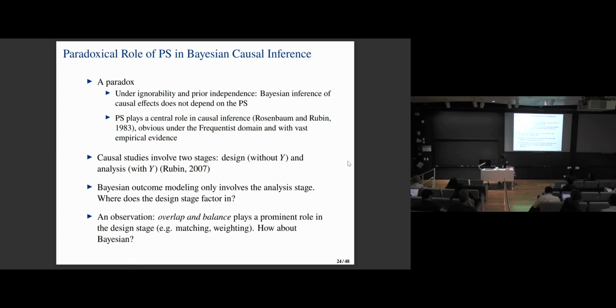So far we've talked about ignorability and the prior independence. The propensity score is ignorable, right? So that's ignorability. But we know the propensity score plays a central role in causal inference. So it's very funny, right? The propensity score paper was the Rosenbaum-Rubin 83 paper, and the title of that paper is The Central Role of the Propensity Score in Causal Inference. And the ignorability concept was originally proposed in the Rubin 78 paper, which says it's ignorable. This paper says it's ignorable, this says it has a central role.